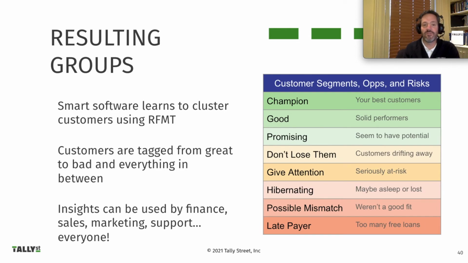When we get to the don't lose them or give attention category, really what you're flagging there is churn risk. So if you think back to the churn rate and churn customers, what you're trying to accomplish with the don't lose them or the give attention segment is to identify customers before they churn, so that your customer support teams and your account management teams can go back and engage those customers and hopefully retain them and prevent them from completely churning.